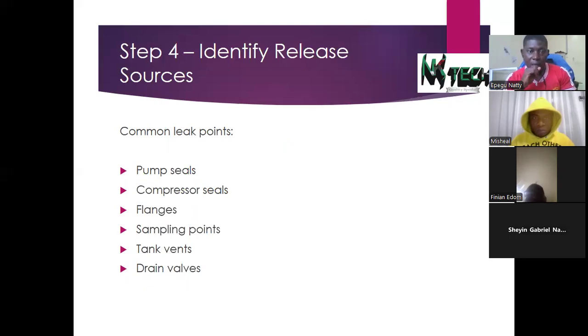Then we have to identify the release sources, the locations where there can be releases. The first one is your pump seal. After a while, if the seal gets worn, it will start leaking. Your compressor seals are the same thing. You have your flanges. At various locations of your pipeline, you have different flanges, and those flanges are connected with gaskets inside. The gaskets can get worn out, and then you have leaks.